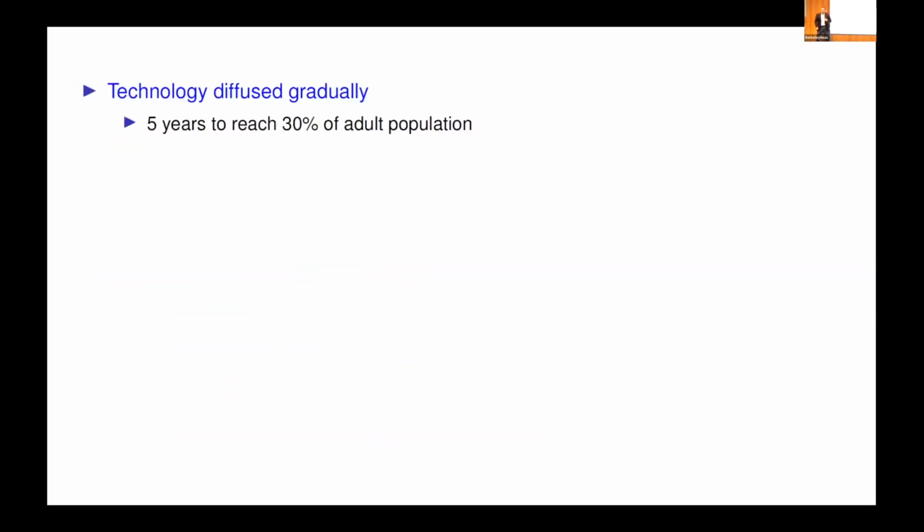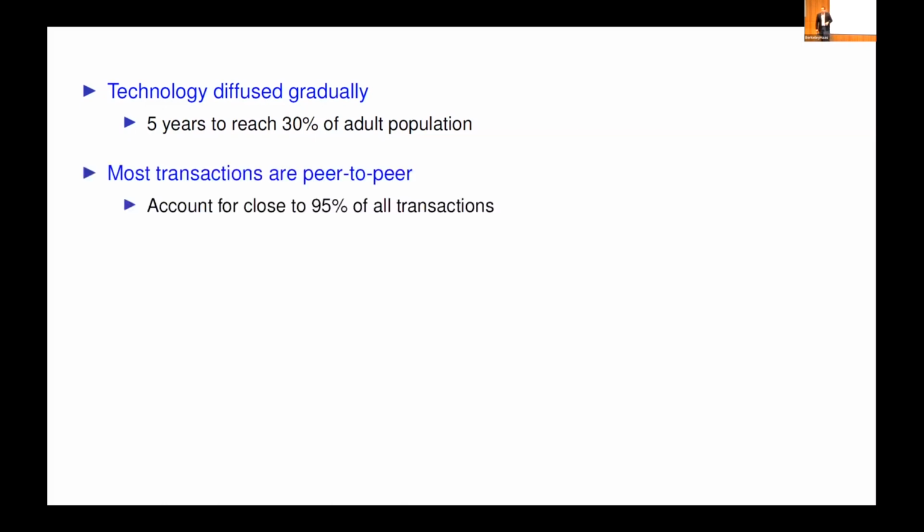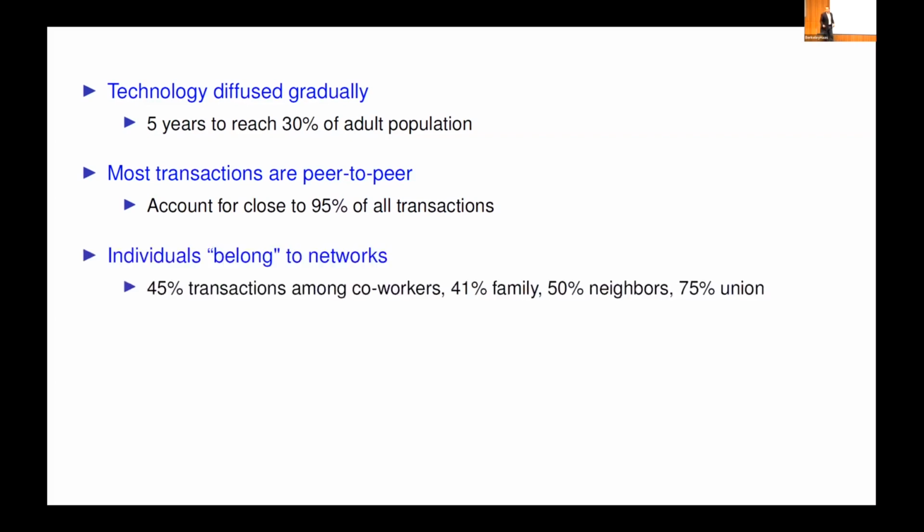Okay, so what are the stylized facts of this technology? Well, first, the technology diffused gradually. It took actually 5 years to reach 30% of the population. And now it's more than 60, 70% of the population. I'll show you the adoption graph, but it was gradual. Second, most transactions are peer-to-peer. And this is why you didn't see firms in my model. This is a very simple model. This is something we're studying now. Why are firms taking longer to adopt? But for now, we're thinking about peer-to-peer technologies.